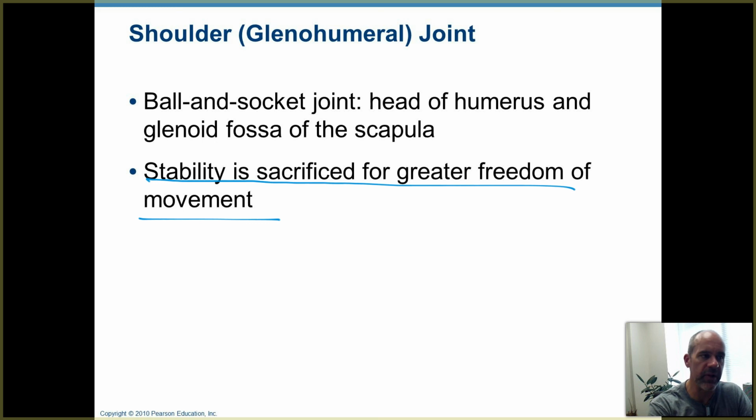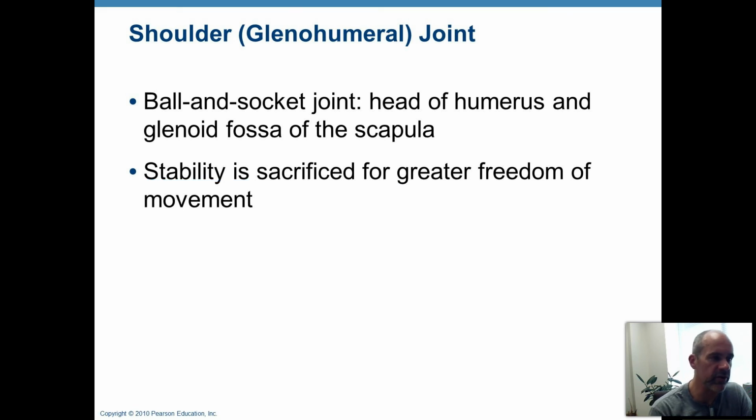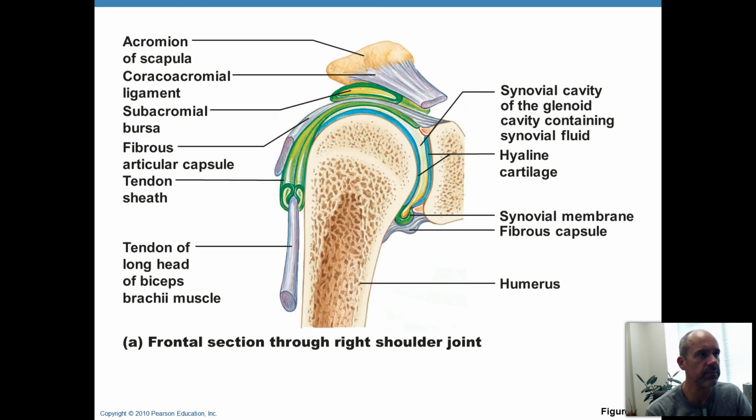Also, as you know, people tend to have the shoulder joints bear a lot of weight as we lift things up and move things around and push things, and so the shoulder joint is very prone to injury and problems.